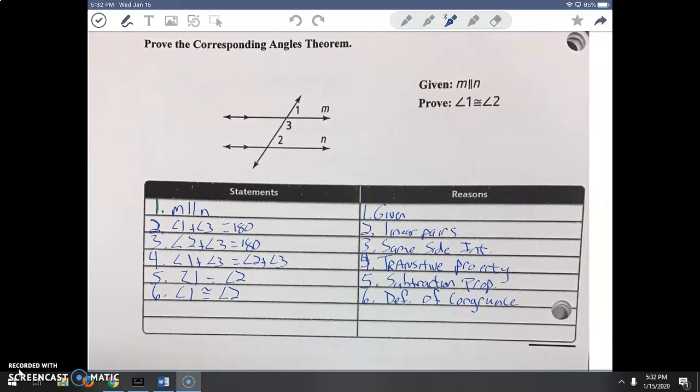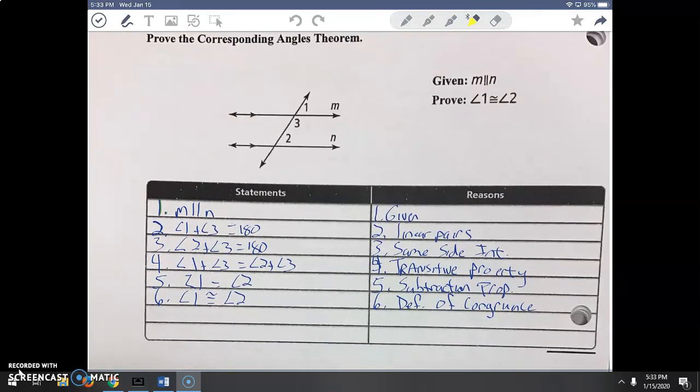So this one is very similar to the one we did before, but this time we're trying to prove the corresponding angles theorem. We start with our given, that these two lines are parallel. Then we notice that angle 1 and angle 3 are equal to 180 because of linear pairs. Angle 3 and angle 2 equal 180 because they are same side interiors. If 1 and 3 equal 180 and 3 and 2 equal 180, they have to be equal to each other. Transitive property again.